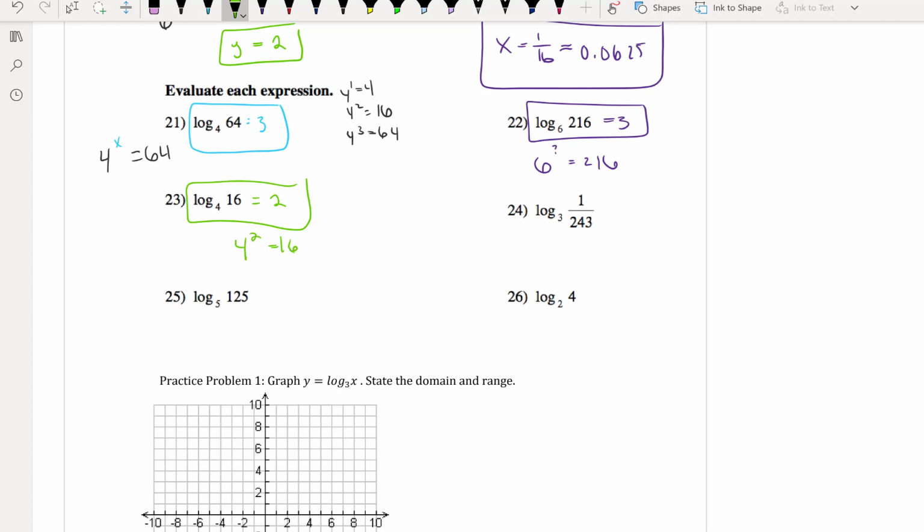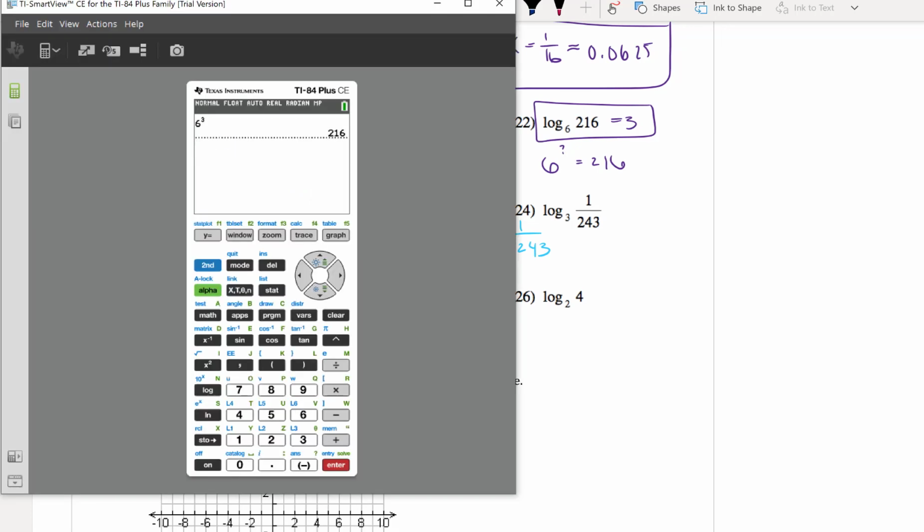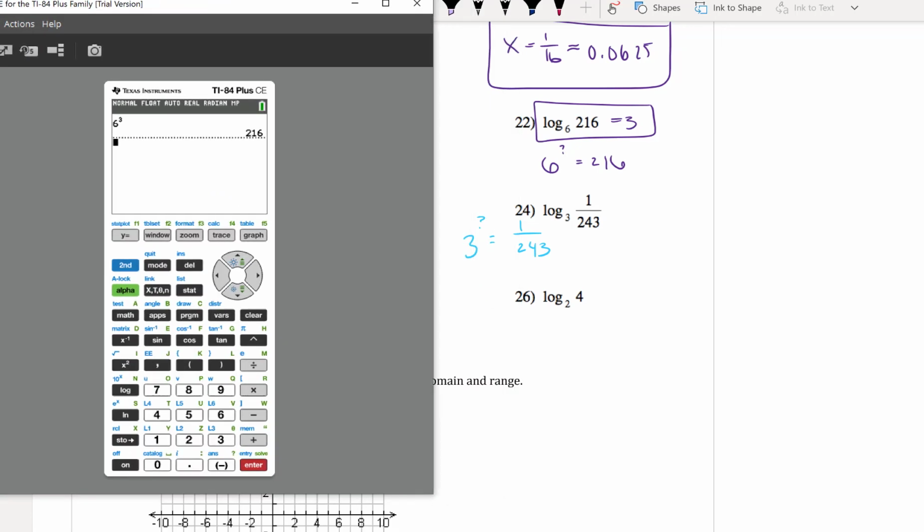And over here, for number 24, I have 1 over 243. So my goal is to figure out 3 to what power is equal to 1 over 243. Well, let's think about this on my calculator. If I have 3 to the 2nd power, it's 9. Or 3 to the 3rd power, that's 27. 3 to the 4th power, that's 81. 3 to the 5th power is 243.